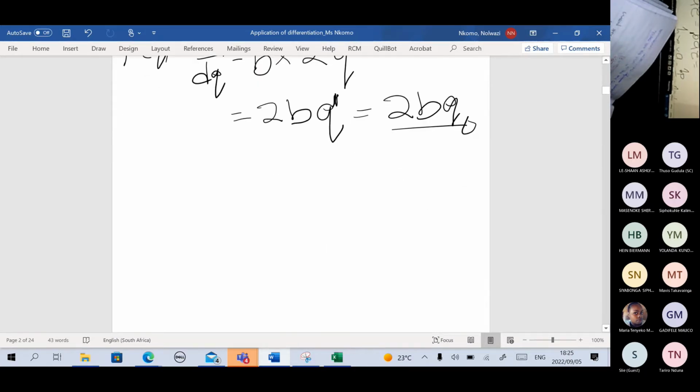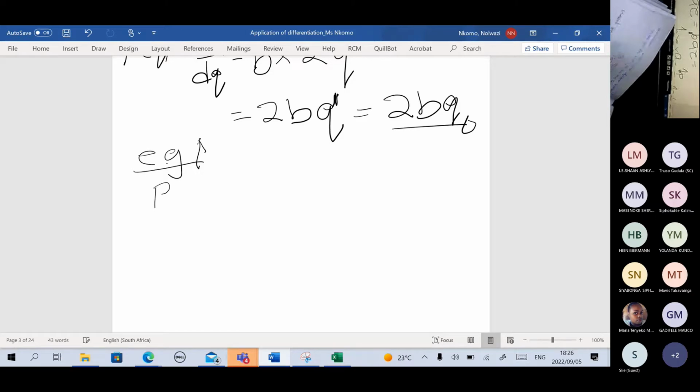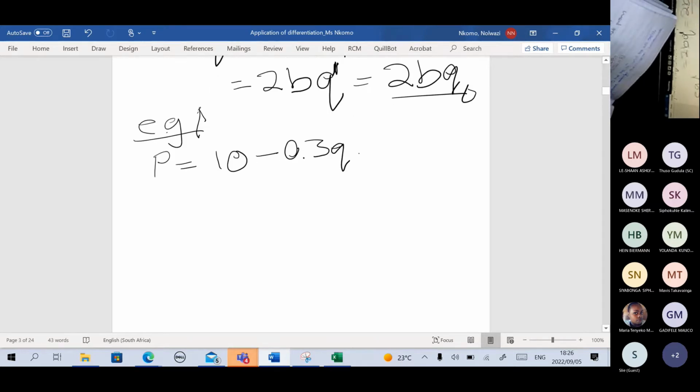Okay. Let's do an example. Suppose that you are given a demand function as P is equal to 10 minus 0.3Q. Right. We are given this as the demand function, and we are asked to find the marginal revenue. The question says you should determine the marginal revenue.